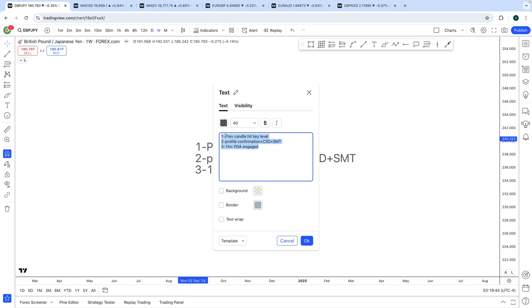Okay, hold on. Higher time frame. What the hell? I don't know what the fuck is happening there, boys. Hold on. Already off to a terrible start.